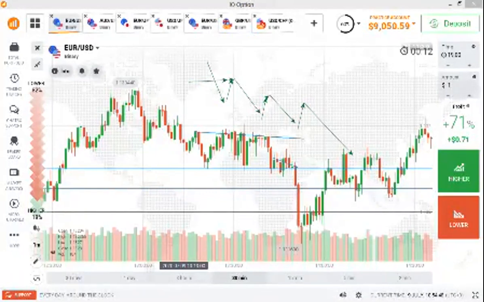If you are following the trend, you wait for the market to reach this level. But if the market is creating some tricks and doesn't respect this level, you wait for it to reach the next level. Once it reaches the level, you can place your trade for 2 or 3 minutes, a put option. In this kind of situation, you are following the trend.